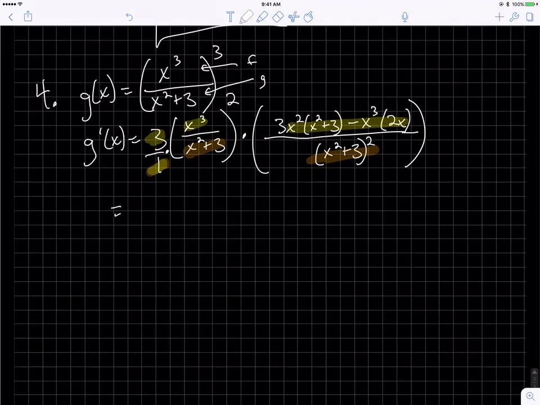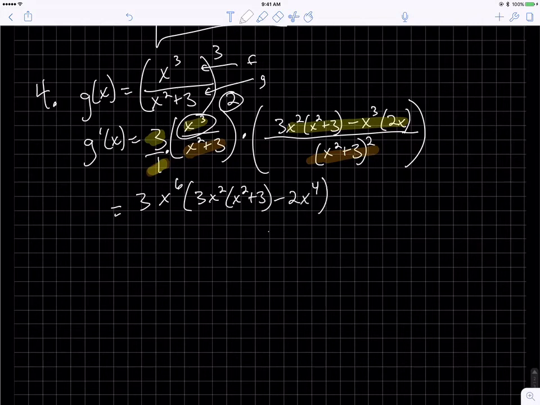So I've got 3 times x to the 6th because it's x cubed squared. So I multiply those, power to a power, times 3x squared times x squared plus 3 minus 2x to the 4th. And then over x squared plus 3 to the 4th. Because I've got x squared plus 3 squared because of this guy. I have to square the bottom. And then a squared times another thing squared is to the 4th.